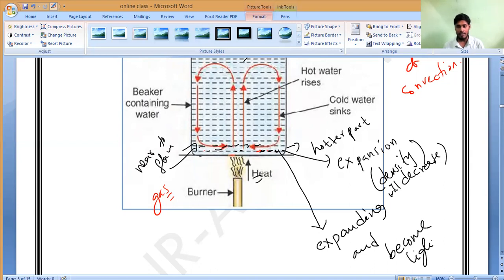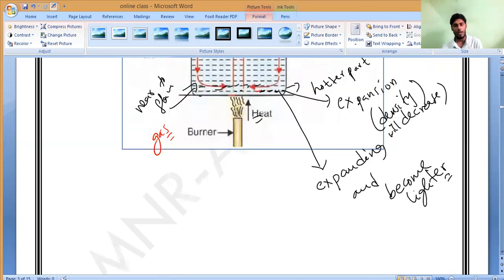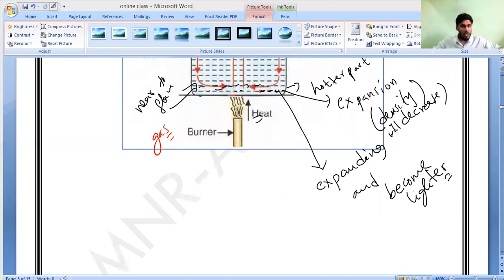Lighter means less weight. Which will always float? The one having less mass. So these particles expand and become lighter, and this hot water, being lighter, rises upwards and carries the heat along with it.